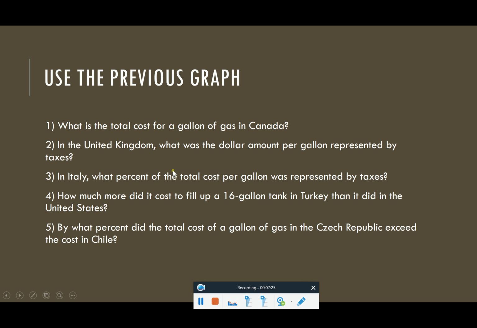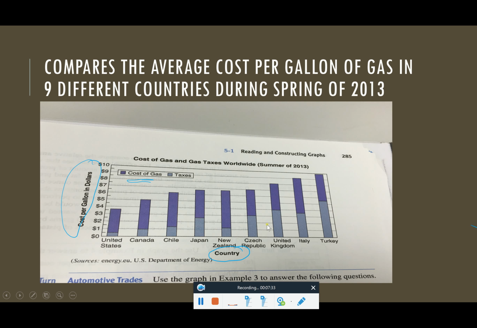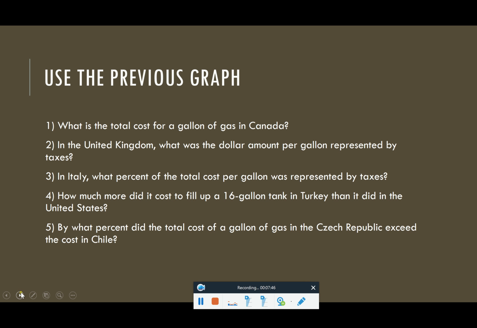So what is the total cost for a gallon of gas in Canada? We're looking for Canada, total cost. So the total cost is with the taxes, right? So with everything, a gallon of gas would be $5. Makes sense?